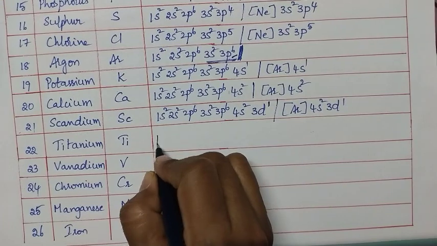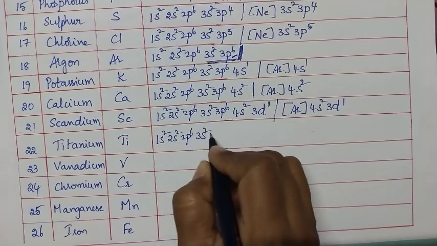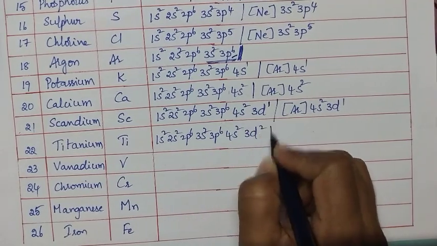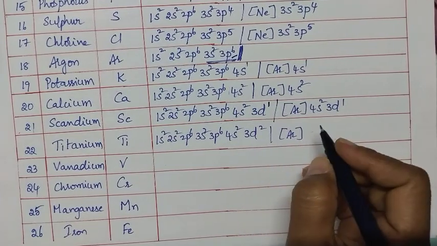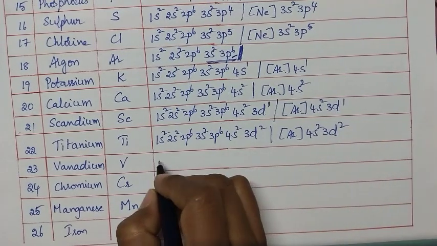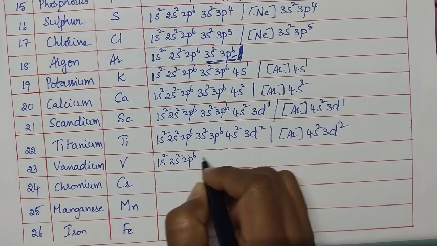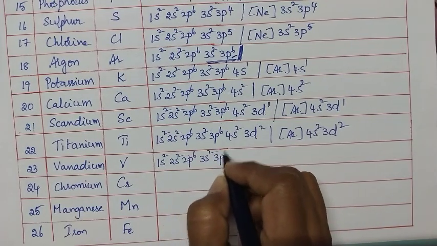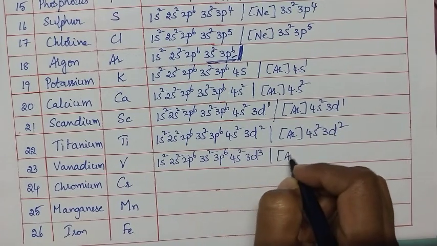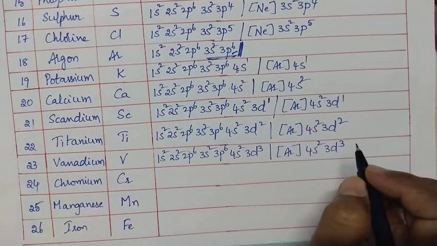And coming to the titanium, 1s2, 2s2, 2p6, 3s2, 3p6, 4s2, 3d2. And it can also be represented as argon 4s2, 3d2. And coming to the vanadium, its configuration is 1s2, 2s2, 2p6, 3s2, 3p6, 4s2, 3d3. And it can also be represented as argon 4s2, 3d3.